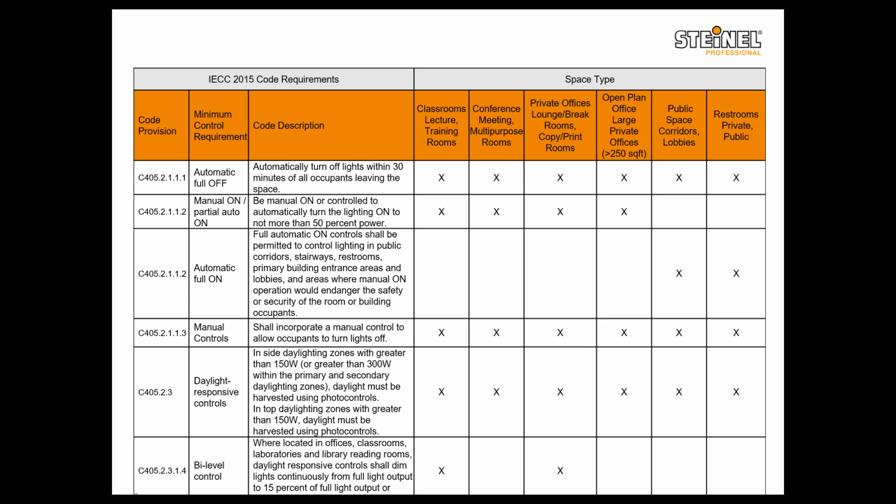And then we have bi-level control, which means in offices, classrooms, and such, daylight responsive controls shall dim the light continuously from full light output to 15% of full light or lower.